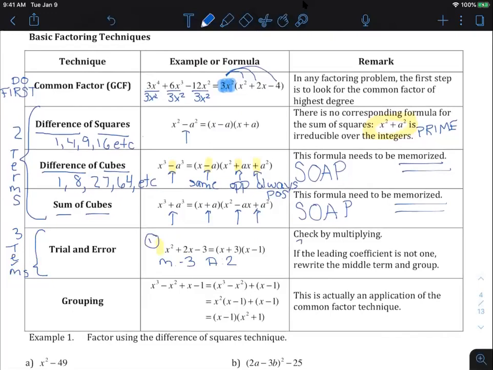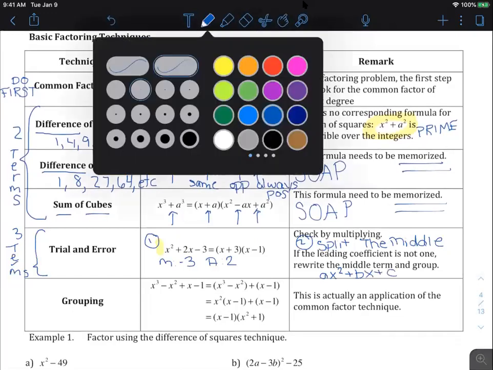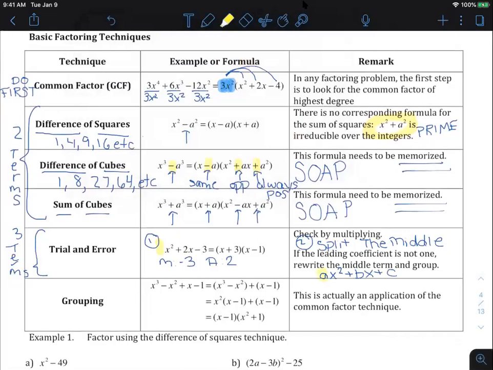The second type is split the middle. And we have been doing split the middle since the last unit. And that's when there's a number in front of the x squared. That's when you have, and I'm going to put it down here, ax squared plus bx plus c. So that's when you have that a there. Okay, then you have to split the middle. And we've done that in class already.